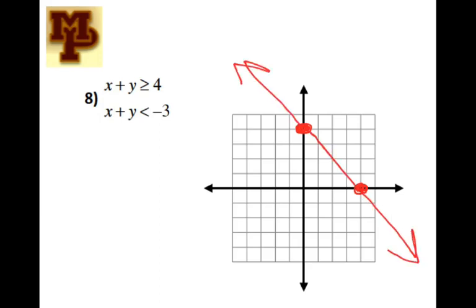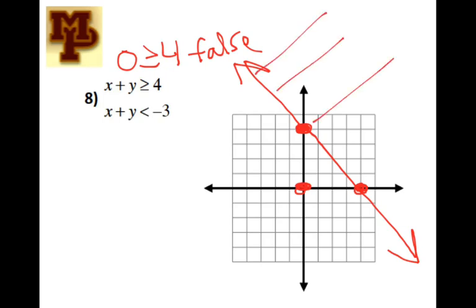I'm going to go ahead and figure out the shading before the other one gets into the picture. So let's do a test point of 0, 0. So we got 0 is greater than or equal to 4. That is false. So I don't want to shade the side that has 0, 0 on it. I would shade this side.